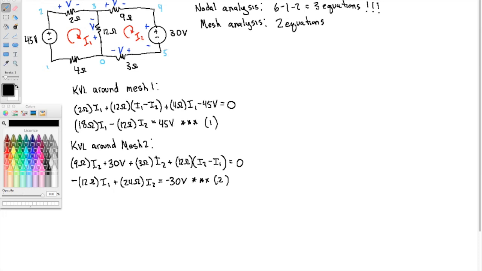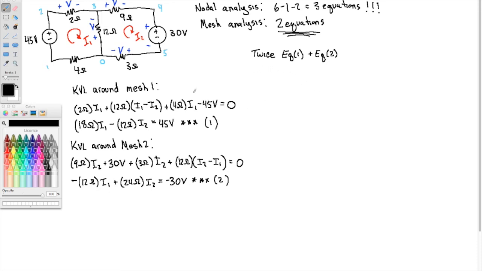So again, I need to solve that system of equations. Only two equations, right? That's why, in part, we're doing mesh analysis here, because that's less than nodal analysis. So again, notice it works out this time, just like it did last time, that if I do twice equation 1 plus equation 2, it won't always be this case, then the I2's drop out and I can solve for I1.